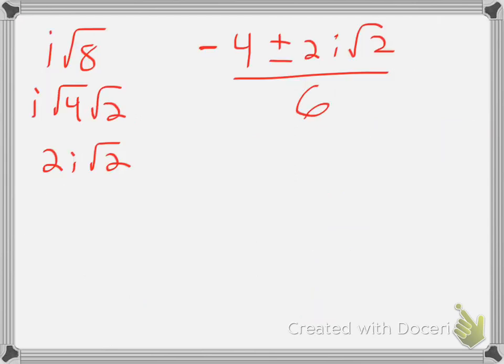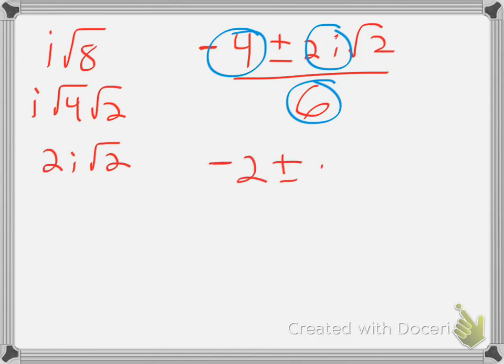So now I can't simplify my radical anymore, but looking at my three terms here, I want to see, is there anything that I can simplify among the negative 4, 2, and 6? And notice I'm leaving out the 2 inside the radical. Among these three, I can simplify each by a 2. I can divide each by 2, so I'm left with negative 2 plus or minus 1, or just i, square root of 2, over 3. And this will be my final answer.